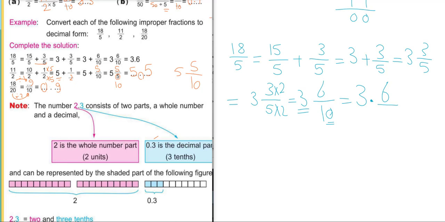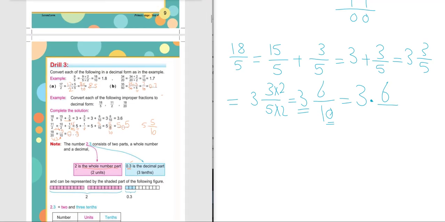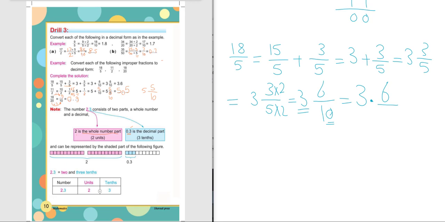Note the number 2.3 consists of 2 parts. A whole number: 2 is the whole number part, 2 units. And the decimal 3, with place value 0.3, is the decimal part, 3 tenths. So 2 units, 3 tenths, and it can be represented by the shaded part of the following figure. Here we have 1, 2, 3, 4, 5, 6, 7, 8, 9, 10, and also this is 10.